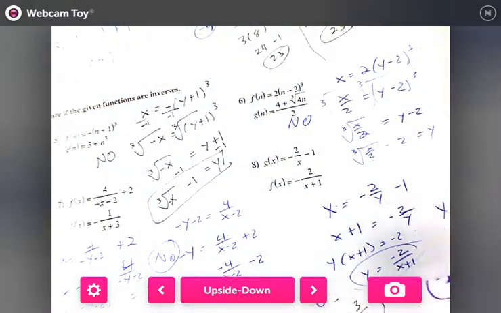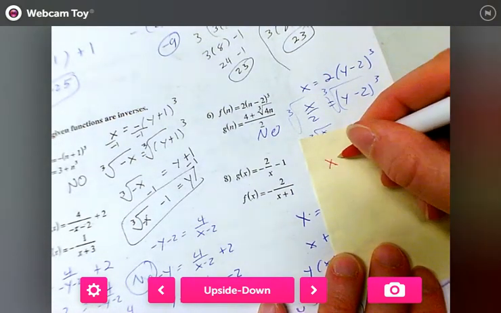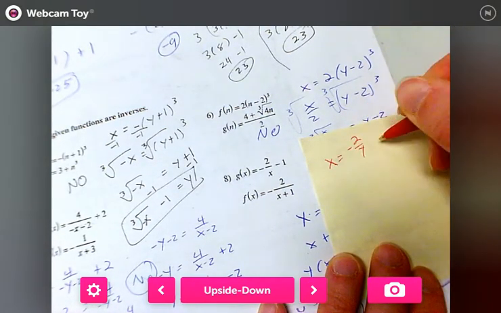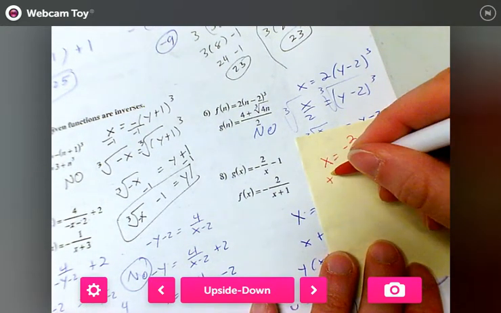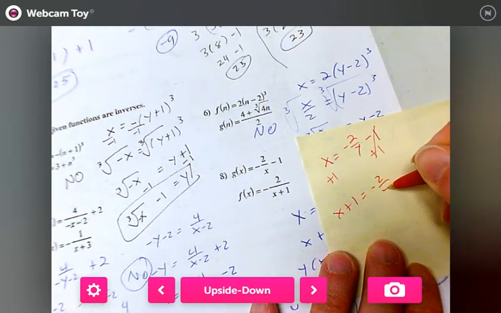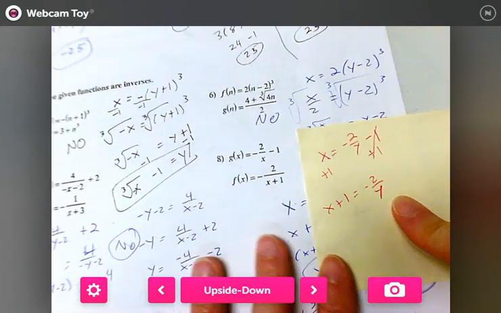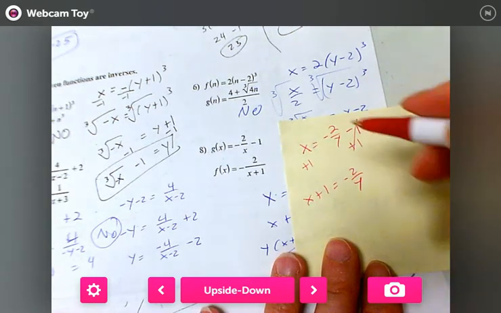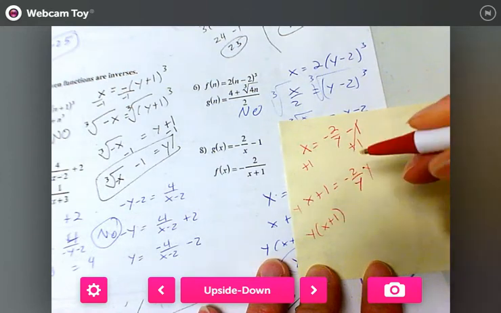Okay, let's do the one that actually works. Let's do 8. So with inverses, remember, you're just switching x and y. So you're going x equals negative 2 over y minus 1. The first thing I'm going to do is add 1 to both sides. I get x plus 1 equals negative 2 over y. This is where I lose a lot of people because that y is on the bottom. Well, let's get rid of the y on the bottom. So we're going to multiply both sides by y, right? And I get y times x plus 1 equals negative 2.